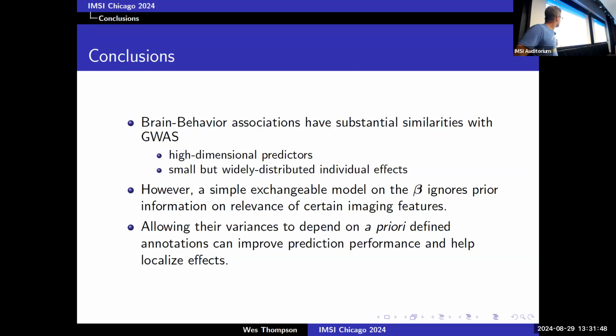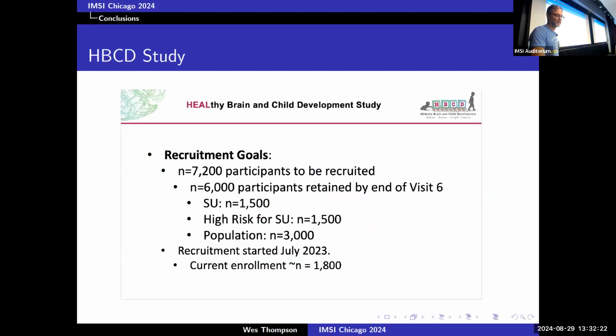Conclusions. Brain-behavior associations have substantial similarities to GWAS in these large population data sets: high-dimensional predictors, small but widely distributed individual effects. A simple exchangeable model like GCTA doesn't give you the capability of exploring more in-depth biological associations. It just gives you one number, and so we're trying to add more ability to assess biological annotations, and incorporating those can potentially improve prediction performance out of sample.